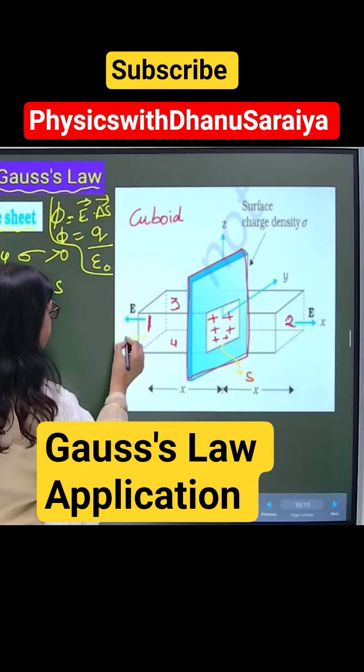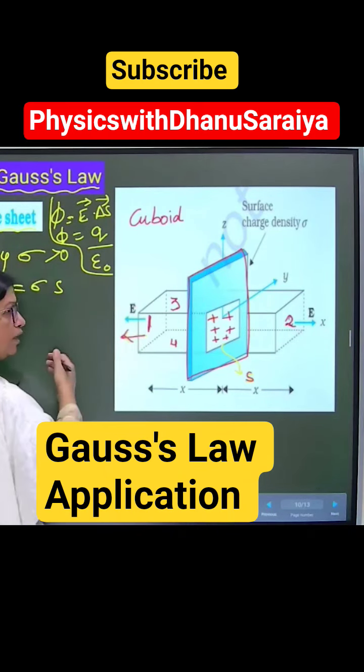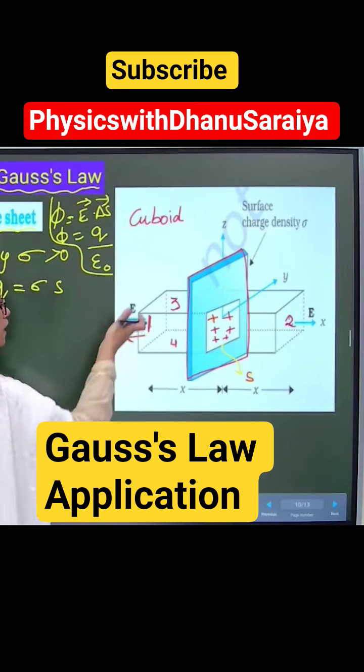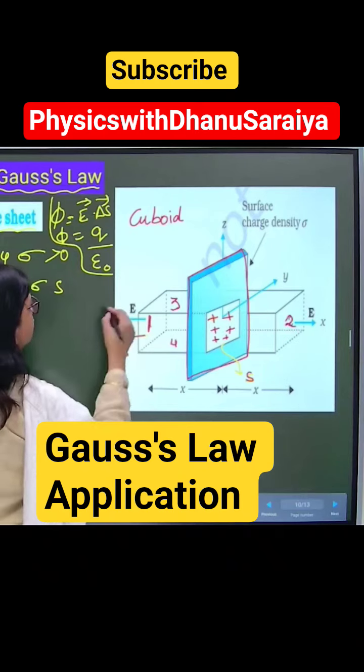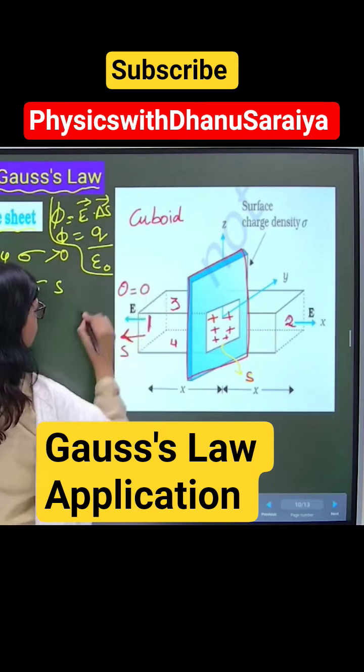So the area element's direction is also this side, according to the rule that the direction of the area element is always perpendicular to the surface. Okay, so S. Fine. So what is the angle between E and S here? Theta is equal to 0.